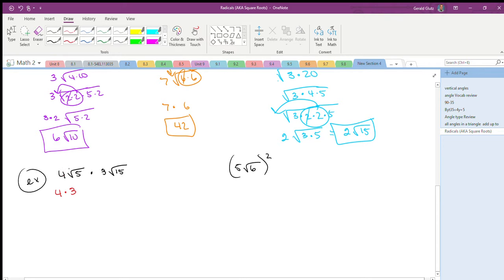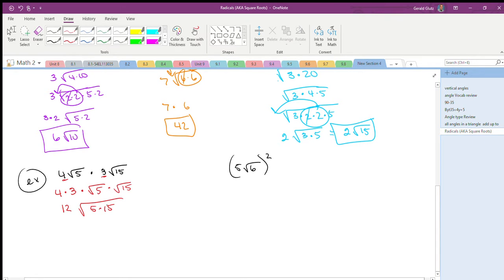So 4 times 3, and then I'm going to multiply the square root. So square root of 5 times the square root of 15. 4 times 3 is 12. So like we did on the last one, anytime you have a square root times a square root, you can just write both of those numbers inside. So square root of 5 times 15.